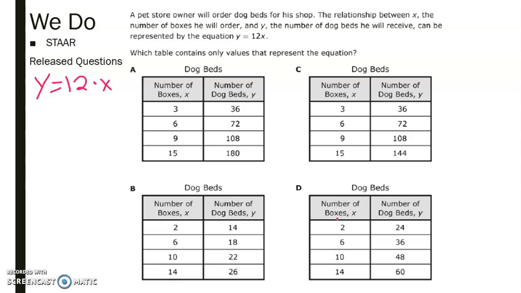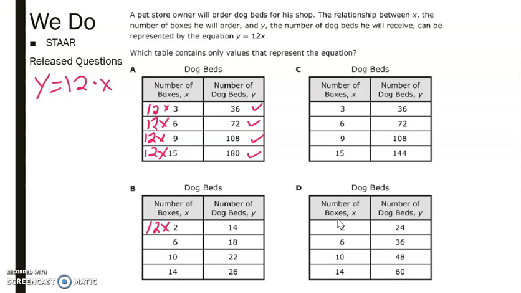So for example, for A, it says 3, so I'm going to multiply 12 times 3. That gives me 36, so that's correct. Let's check the next one. 12 times 6. That's 72, so that's correct. 12 times 9. 108, that's correct. 12 times 15. 180, so that's correct. So let's check a few more just to make sure they're not correct.